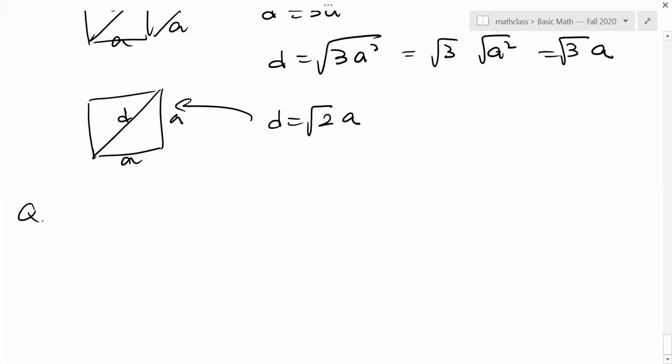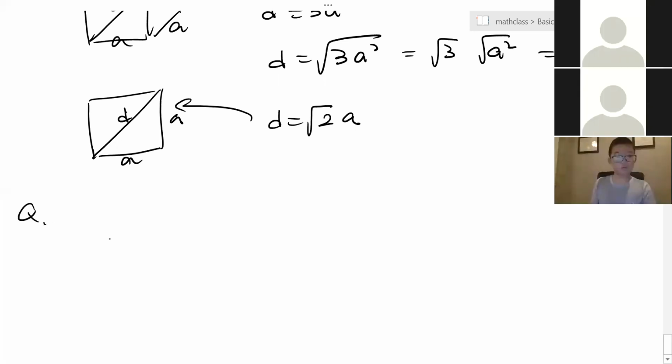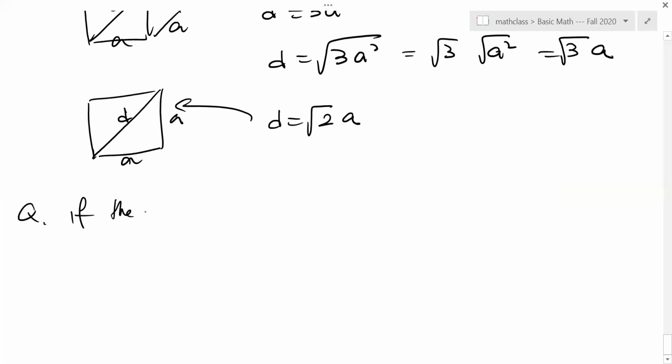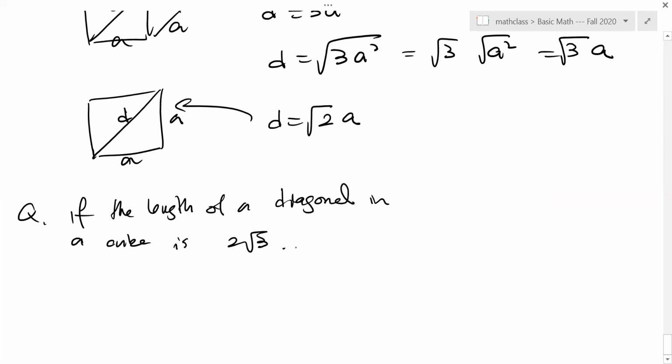Right, so let's take a look at the following problem. If the length of a diagonal in a cube is 2 square root 3 centimeters long, what is the surface area of this cube?